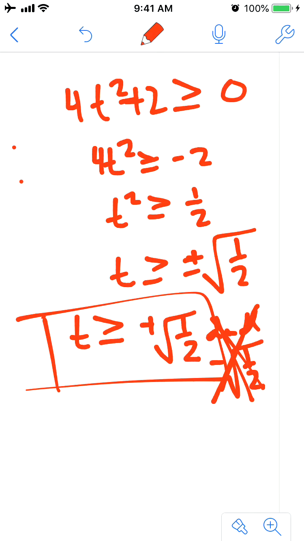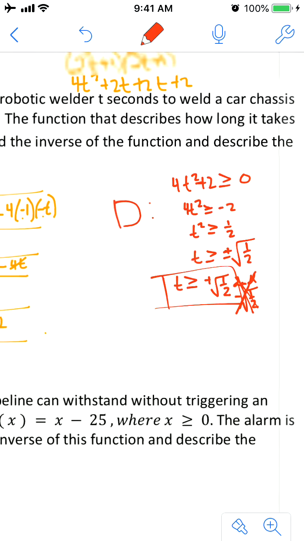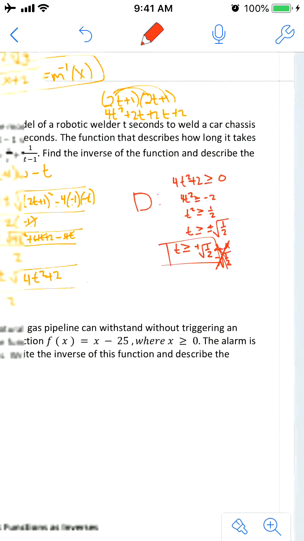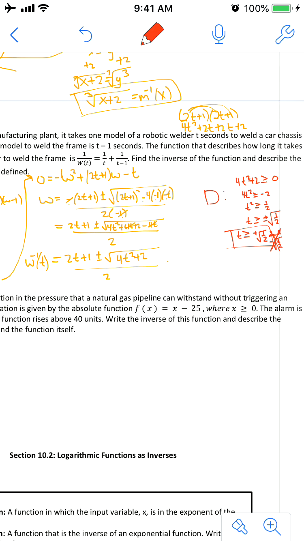Okay, cool. But let's think about the context of the problem, too. What does t have to be greater than? Can t be negative? Why are we using t instead of just x and y? Because t now represents something. t represents a time, a number of seconds. So t couldn't even be negative to begin with. Work rate couldn't be negative to begin with. It's got to be greater than whatever we get when we plug in t.